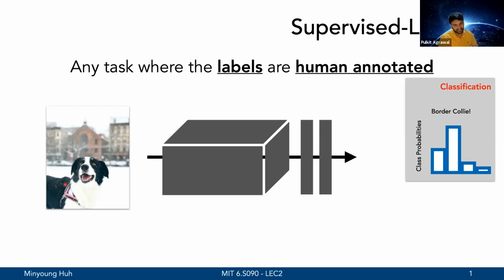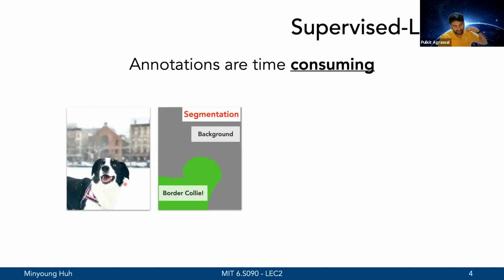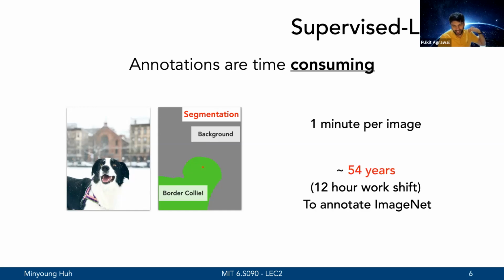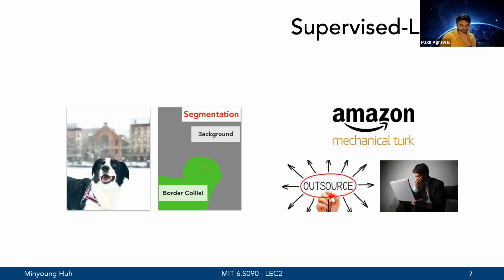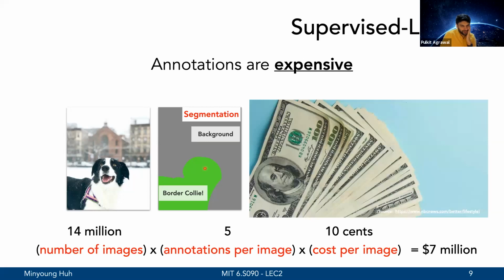So for any task I have, I can get some labels, but as we know, annotations are time consuming. For example, if you have to segment this out, this is going to be time consuming and it's going to cost us money. So annotations are expensive. If you need to get 14 million images annotated with segmentation masks, you might end up spending around $7 million. A lot of money to be spent.